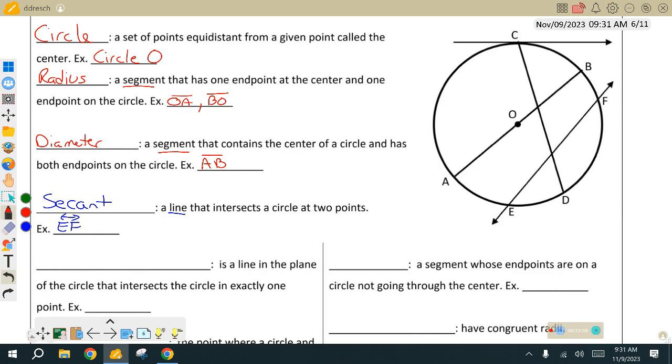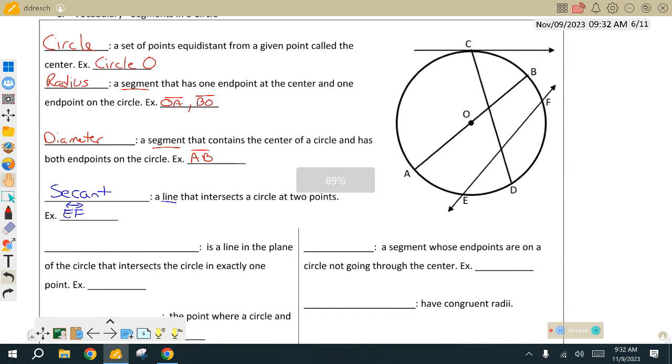All right, so that's what a secant is. It's a special type of line that comes in to that circle and intersects it at 2 distinct points and just continues on through that circle, okay? So, a secant today. All right, we're gonna talk about another line.